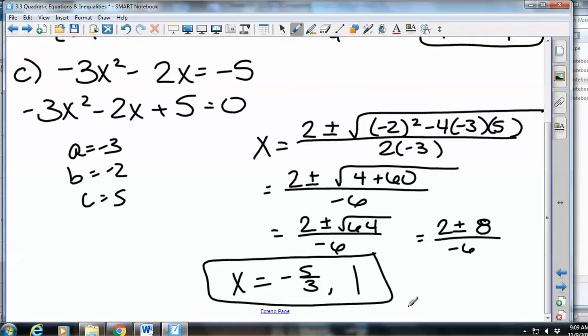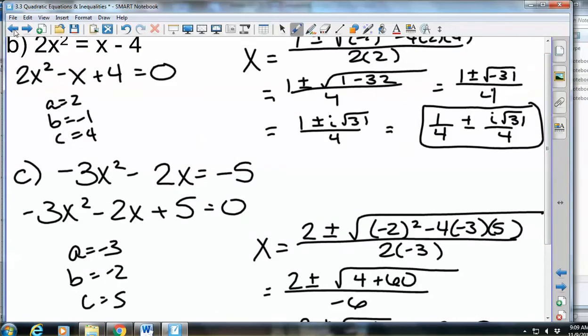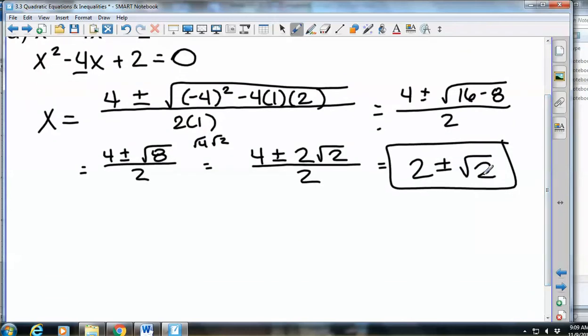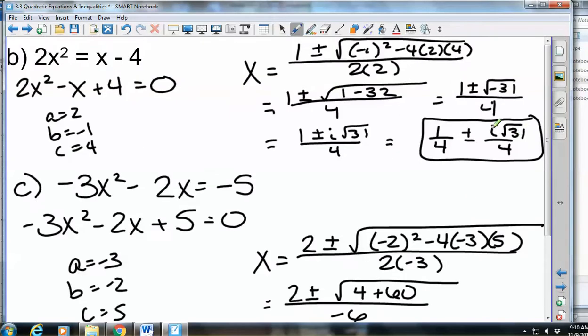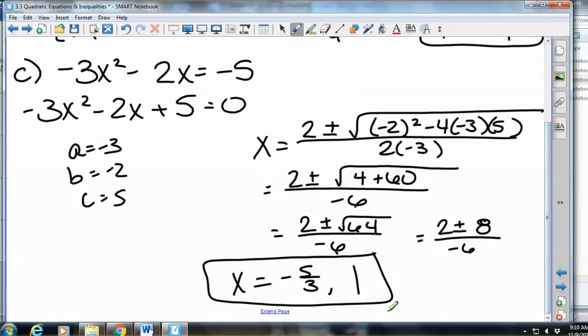Let's talk a little bit about the answers that we've seen. On A, I got 2 different real numbers. There's no i's, and I still had something under a radical. On B, what caused me to have an i in this problem? The negative under the radical. Okay, on C, I didn't have any i's, and I also don't have any radicals left. Because you had a perfect square when you did the part under the radical.